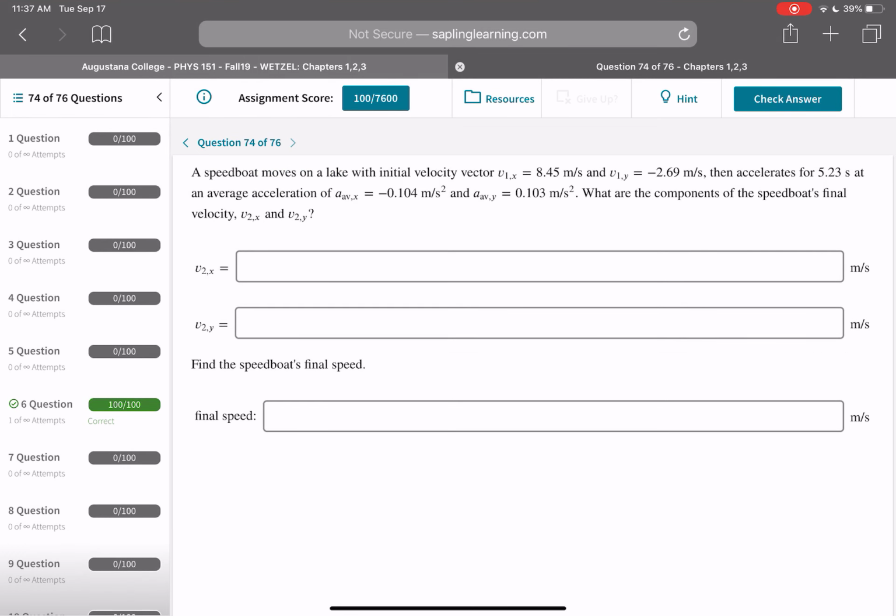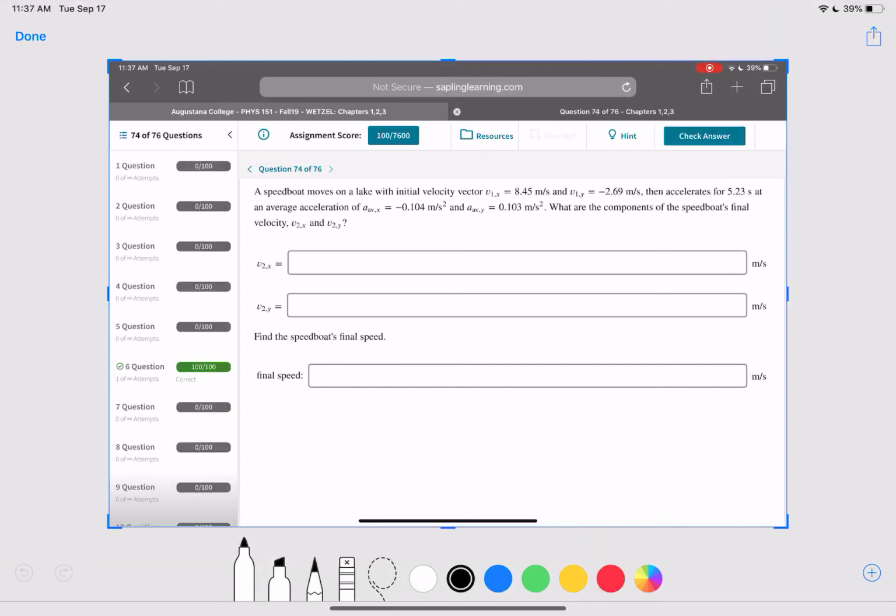Speedboat moves on a lake with initial velocity of this, and accelerates for that. What are the components of the final velocity? Okay, you're doing the same thing. You've got an initial velocity vector with an x and a y component. Your acceleration is going to change the x and change the y components to give you a new velocity vector. So we can just do them independently.